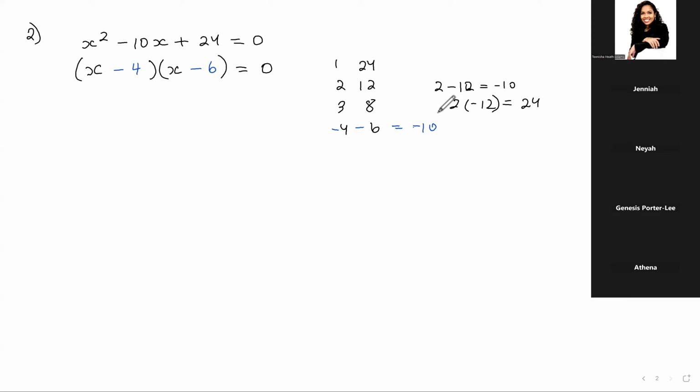Okay, so basically, x take away 4 equals 0, and x take away 6 equals 0, and x equals 4, and x equals 6. Perfect. Thank you, girlfriend.